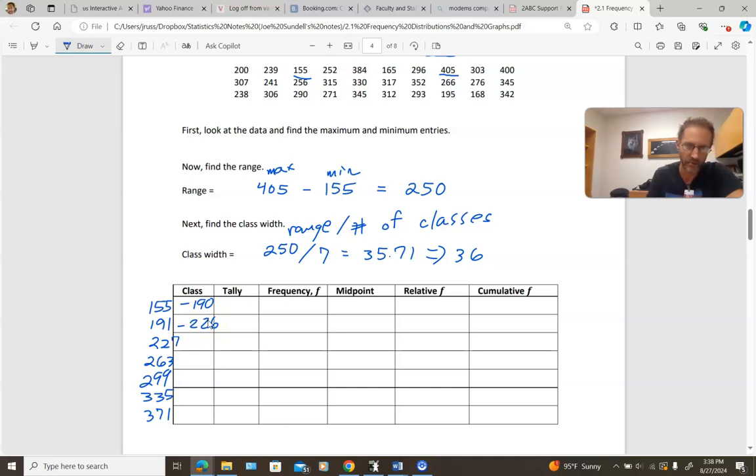So 263 minus 1 will be 262. 299 minus 1 will be 298. 335 minus 1 will be 334. 371 will become 370. And then for this last one I'm just going to add 36, so that would take me to 406. All right, so these are my classes.